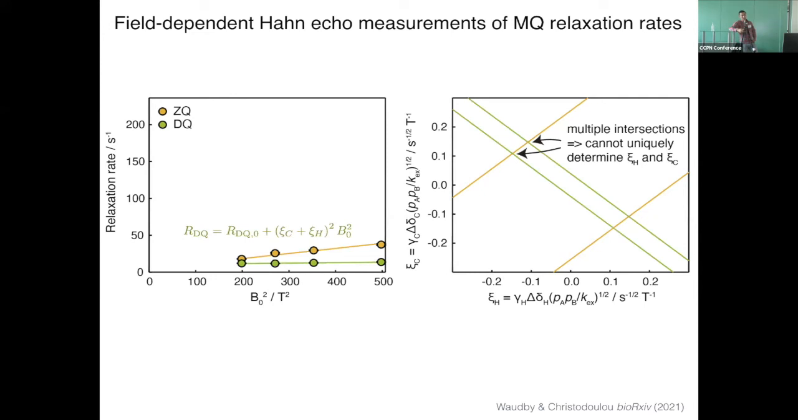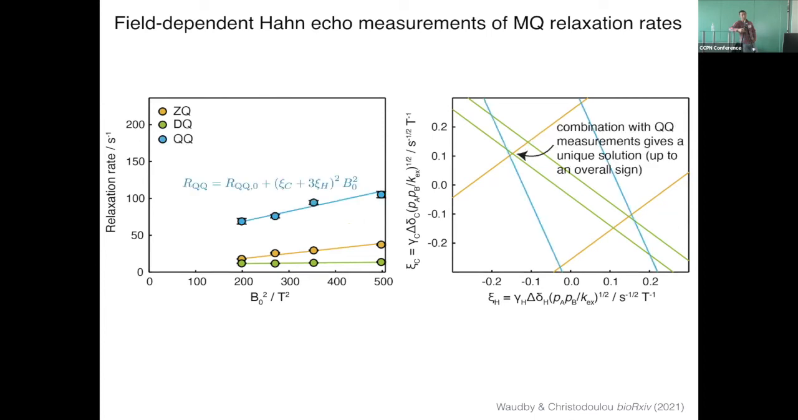We can also do the same measurements with double quantum coherences, and this provides another set of constraints. However, we've got multiple intersections here. We can't uniquely determine the proton and the carbon shift differences or the relative shift differences because the exchange rates are wrapped up here. However, if we then add in these four-spin coherences, the quadruple quantum measurements, then we get a third set of lines, and we can then, from this, identify a unique intersection, at least up to an overall sign. There are always two solutions because this is the sign problem in determining the excited state chemical shift perturbations.